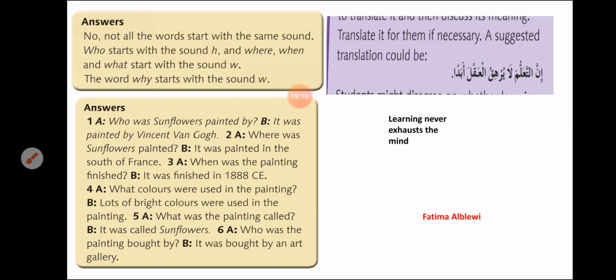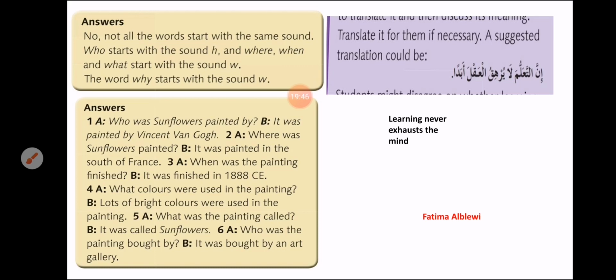Now, question number 7, pronunciation. Listen to the following relative pronouns: who for people, where for place, when for time, what for things or actions. Listen again and repeat. Do the words start with the same sound? Explain which sound the word why starts with.